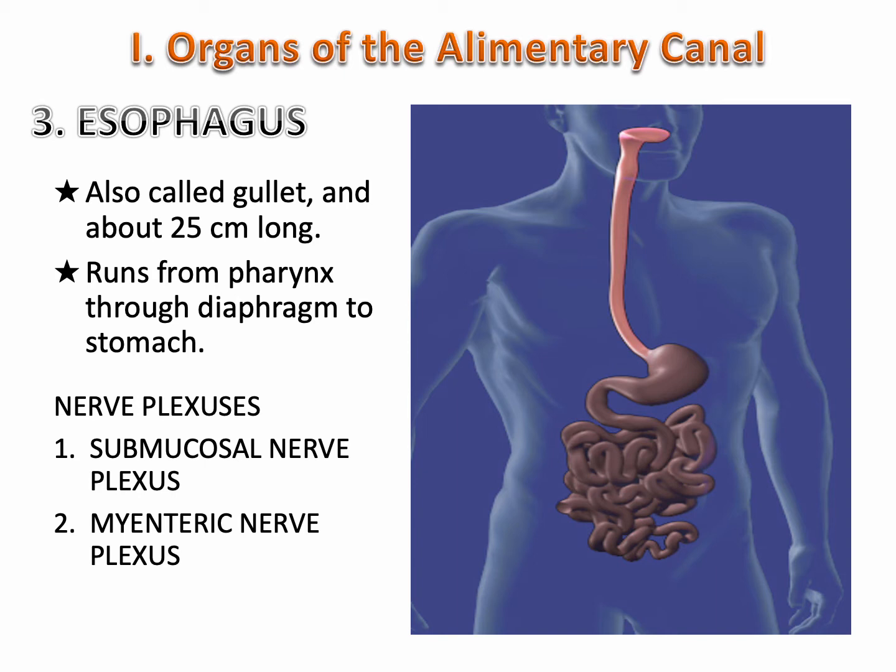May nerve plexuses dyan. We have the submucosal nerve plexus and the mesenteric nerve plexus. These networks of nerve fibers are actually part of the autonomic nervous system. And what they do is they help regulate the motility and secretory activity of the GI tract organs.